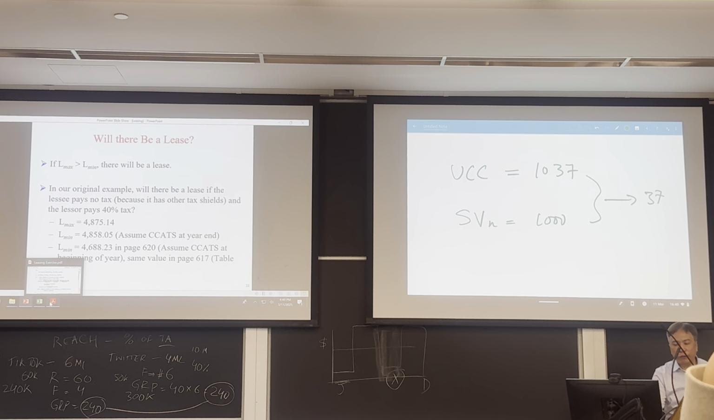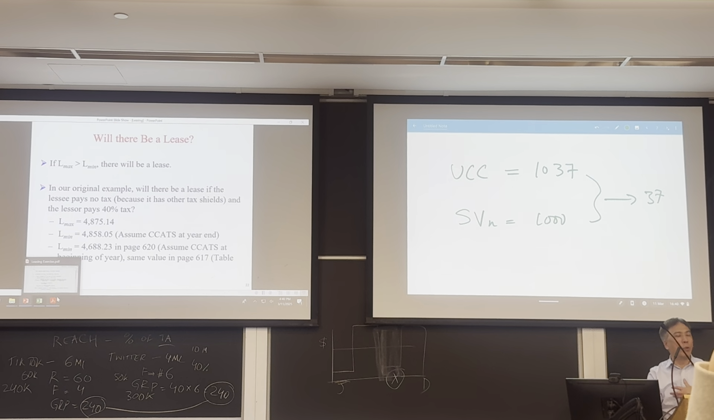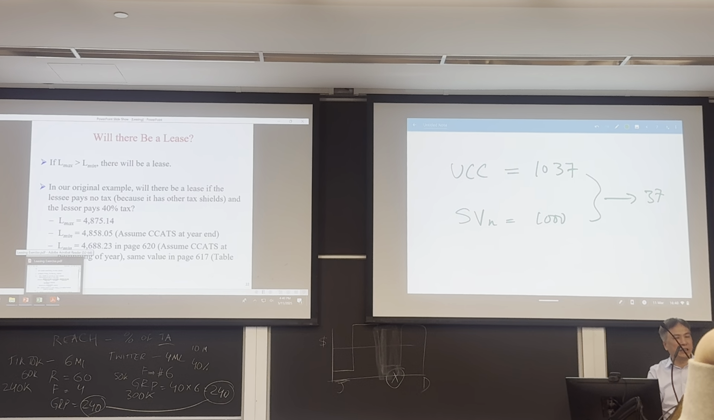Alright? So if the tax rate is 0, the equation becomes very, very simple, because most of the terms will be gone when you apply TC equal to 0.